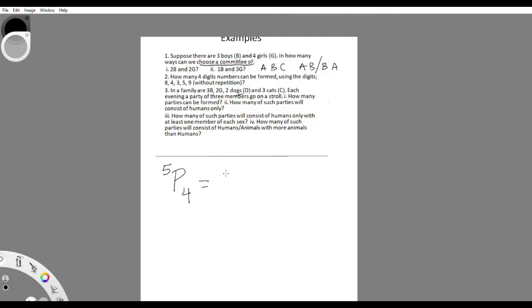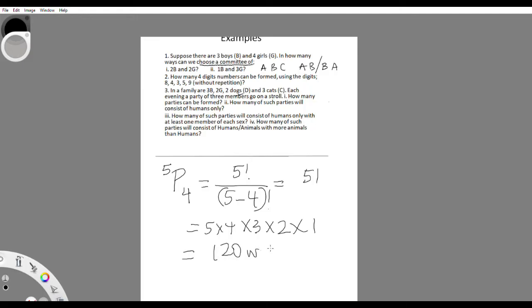So that's 5 factorial over (5 minus 4) factorial. So that's what? 5 factorial. That's 5 times 4 times 3 times 2 times 1, and that is what? 120 ways. 120 ways. Okay, so that is that. Now let's go to the next question.